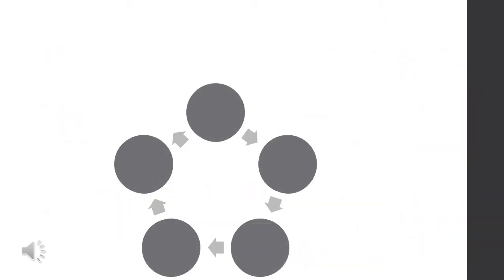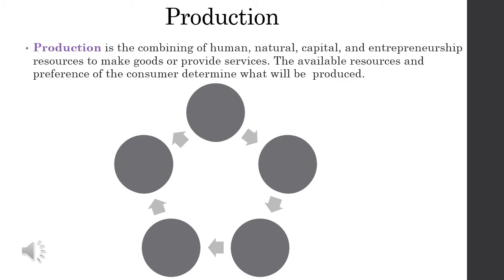So now it's time to take all the terms we just learned and combine them to see how people live together economically. And we're going to do this by looking at a cycle called the production cycle. Production is the combining of human, natural, capital, and entrepreneurial resources to make goods or provide services. The available resources and preferences of the consumer determine what will be produced. In other words, we need to see what we can use from the world around us and also what people really need before we can decide what we're going to make.